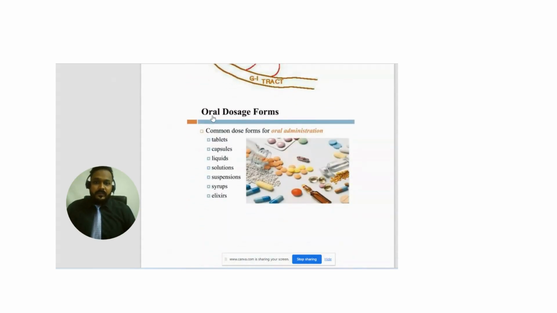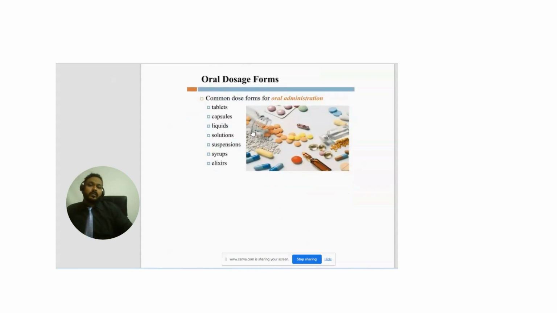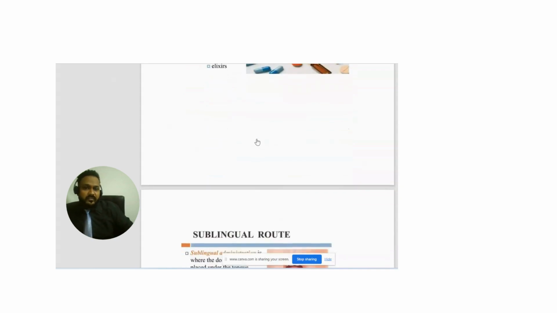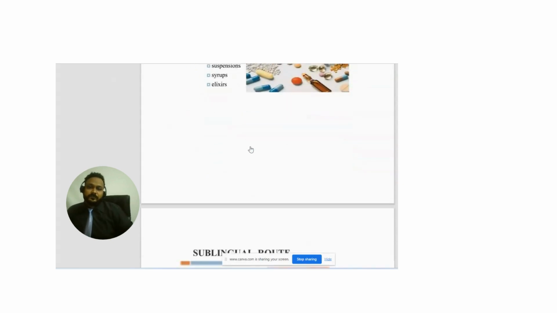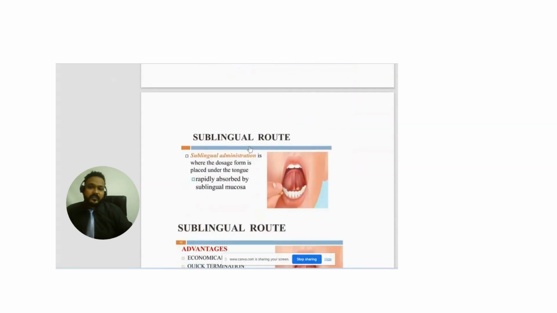Now the examples of oral dose forms which are given by the oral route: tablets, capsules, liquid solutions, suspensions, syrups and elixirs. These are the solid or liquid dose forms. It is given in the form of syrup, tablet, capsules by the oral route, and self administration is possible, and it is most convenient, and mostly we use oral formulations for the oral route of administration.